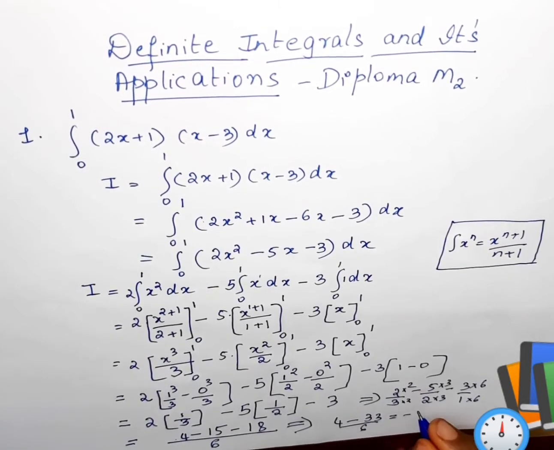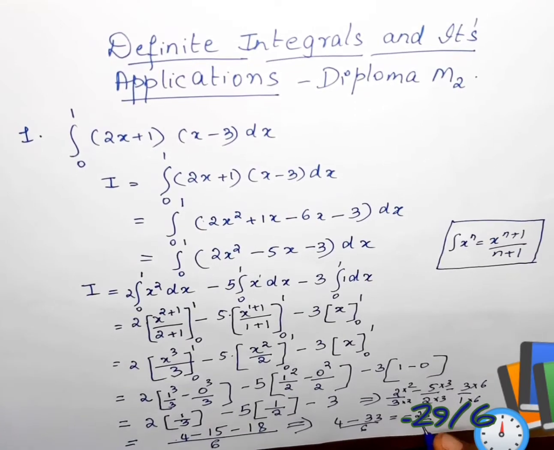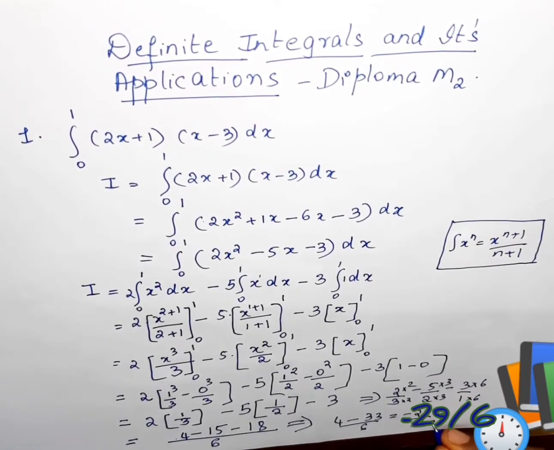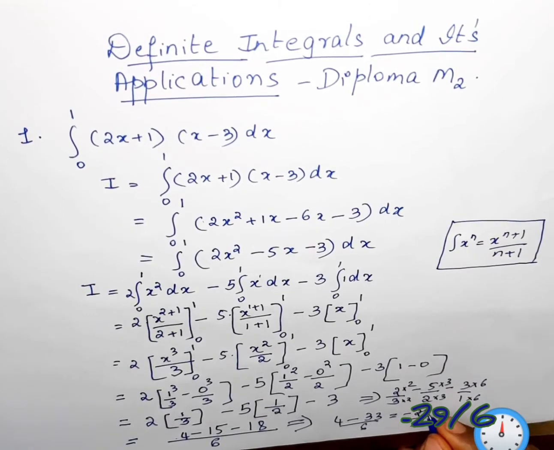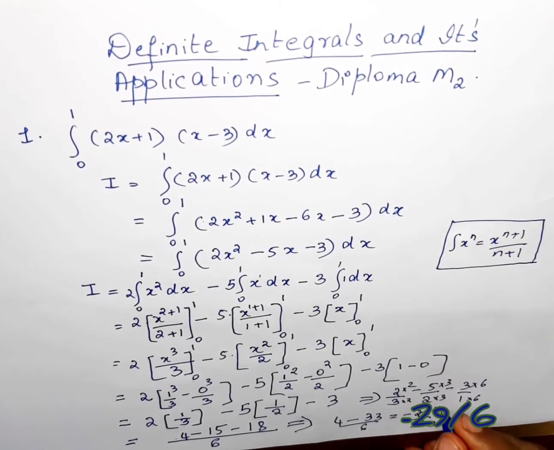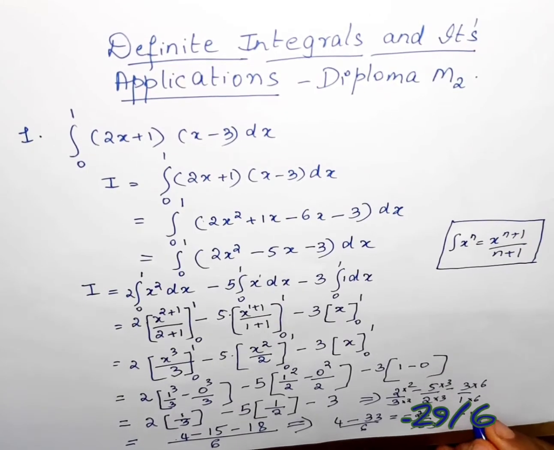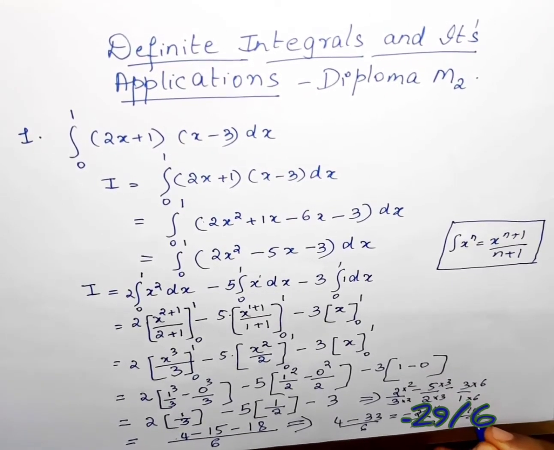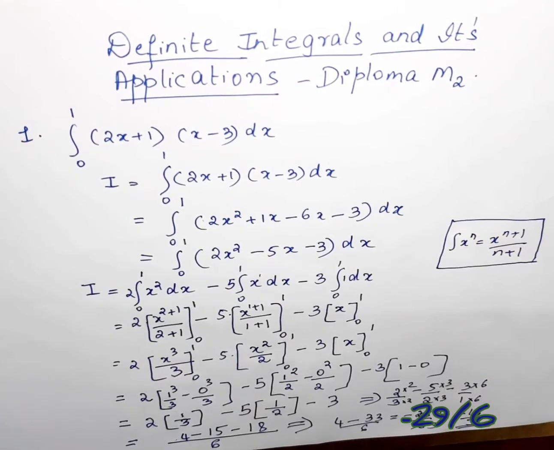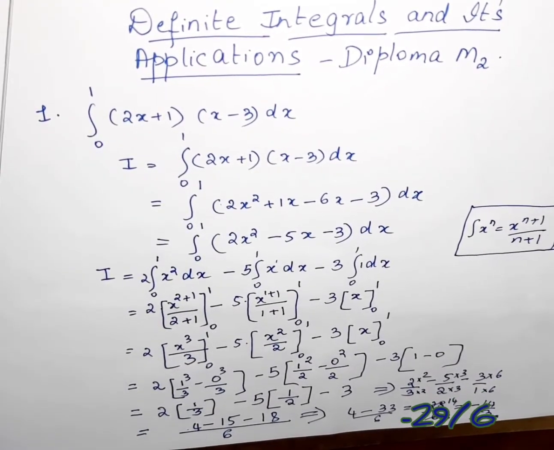4 minus 33 by 6 will be equal to minus 29 by 6, because 33 minus 4 is 29, and the greater number's sign is minus. So we get the answer minus 29 by 6. Hence, we have solved the problem number 1.